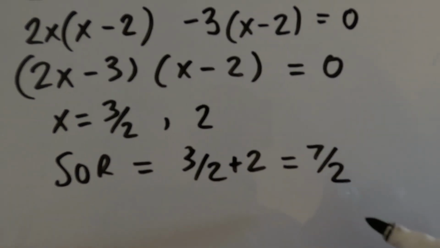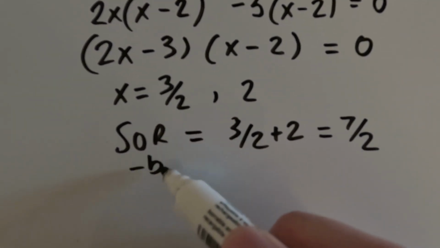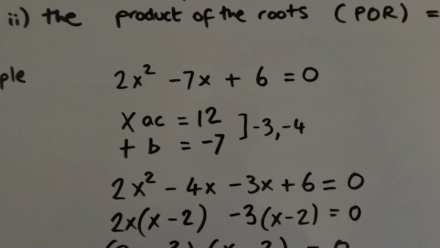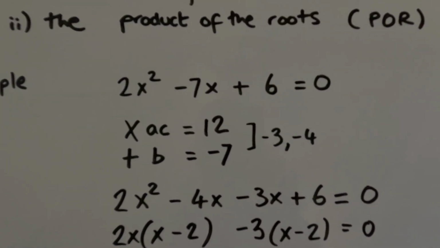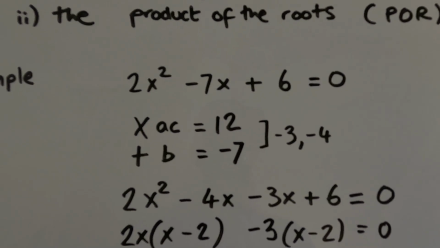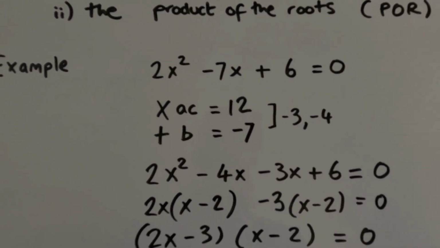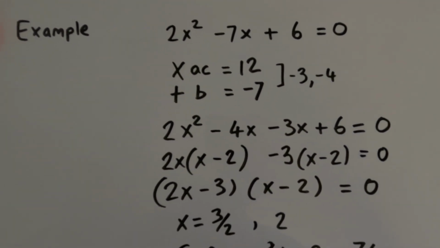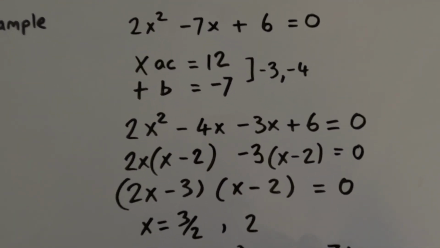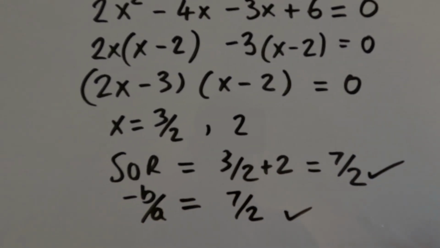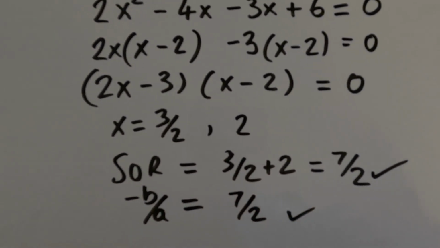And minus b over a is equal to, well, what's b? Well, b is minus 7, so minus b is 7, and a is 2, so minus b over a is 7 over 2. So yes, the sum of the roots does equal minus b over a in this case.